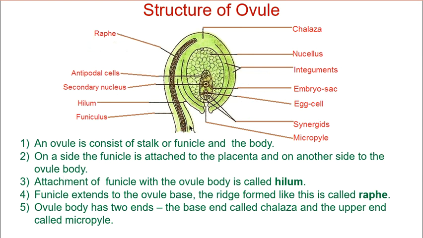The attachment of the funicle to the body is called the hilum. This is the funicle, and this is the ovular body. When they both attach to each other, the point is known as the hilum.